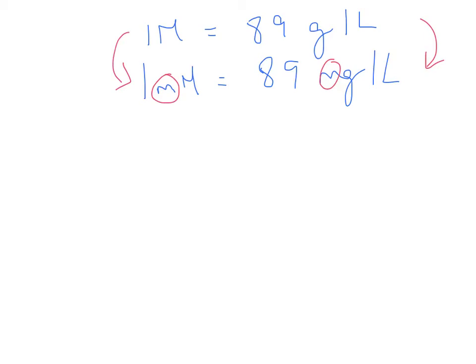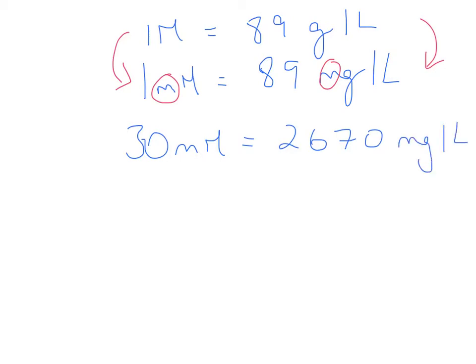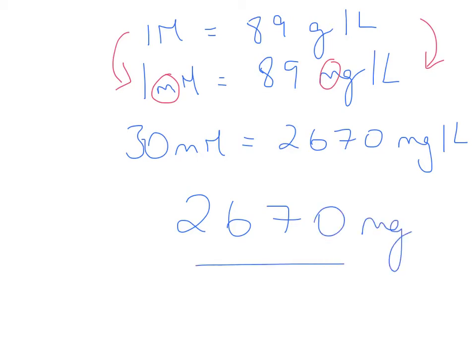And the question says, how many milligrams are present in 30 millimoles? So 30 millimoles is equal to, and now we just have to multiply 30 by 89. So 89 times 30 is 2670 milligrams per litre, because we're still in the same units as above. So the question said, how many milligrams are present in 30 millimoles of alanine? And you can see that there's 2,670 milligrams is your answer. Okay, so that's question 6.